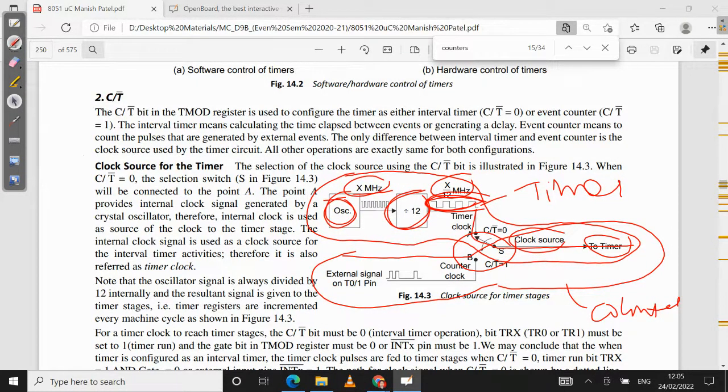So to carry out this, you have this C slash T bar. Remember this, what does it mean? It means C counter, T timer, but T timer is active low. When your C slash T bar is equal to 0, that means you are using it as a timer because timer is active low. But when this C slash T bar is equal to 1, then you are using it as a counter.